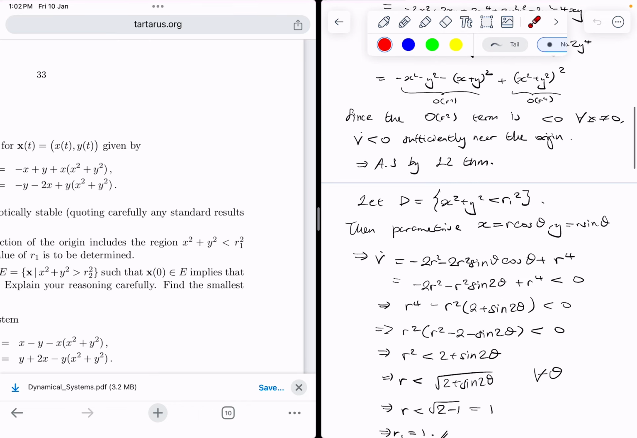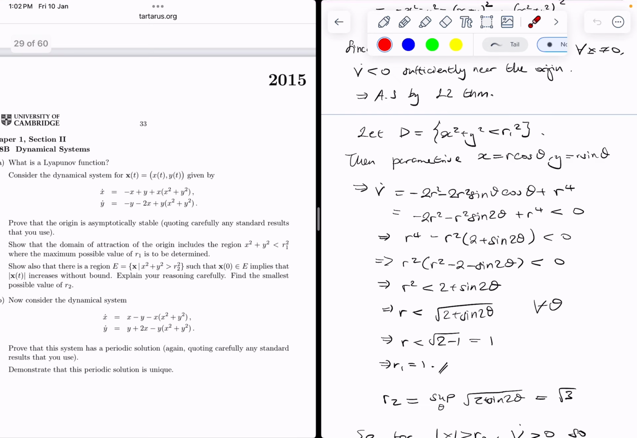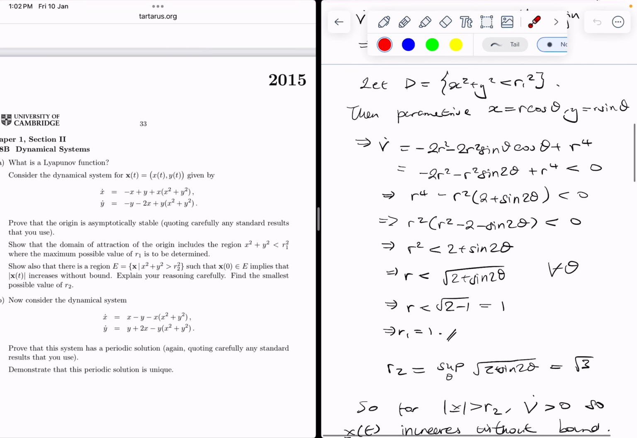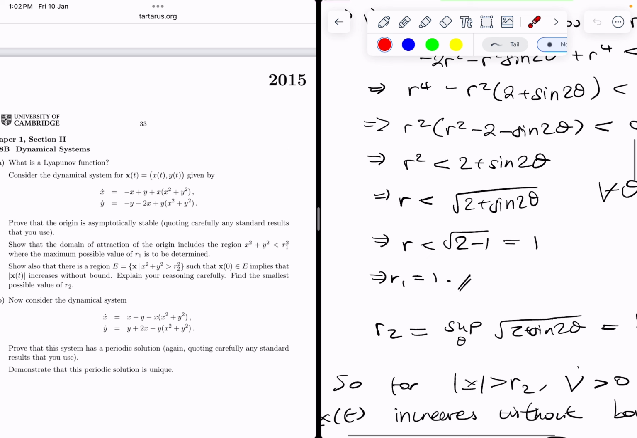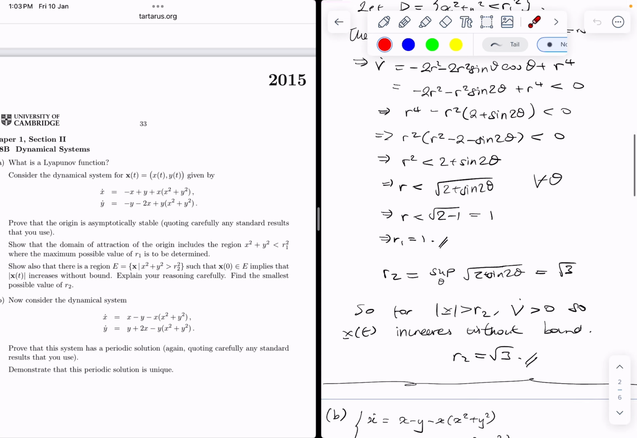So, this bit is also very strange. Show that the domain of attraction of the origin includes the region, and determine the maximum possible value of R1. So you parameterize the thing, and you find that for this parameterization, we want V dot to be less than 0, and then we have r is less than root of 2 plus sine 2 theta, where theta is between 0 and 2 pi. So if we find the infimum and the supremum of that, we get R1 and R2 respectively.